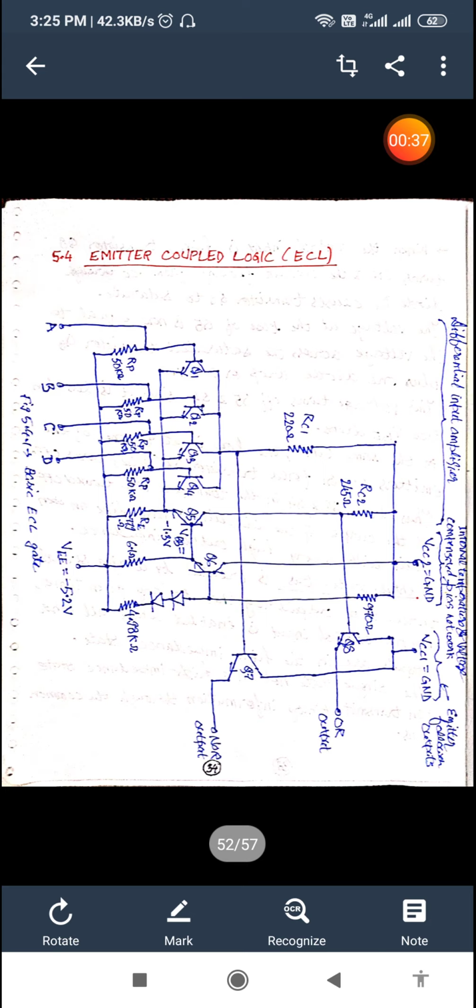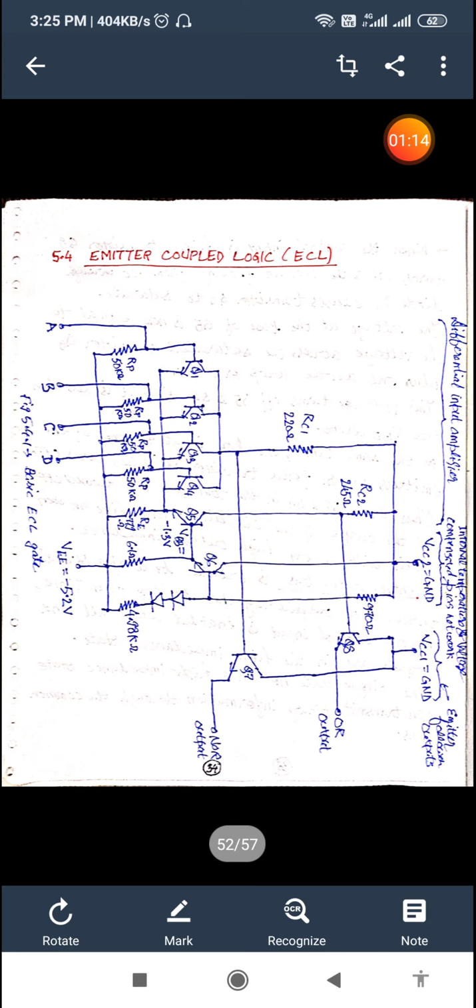Emitter coupled logic, ECL, is a non-saturated digital logic family. Since transistors do not saturate in this, it is possible to achieve propagation delays as low as 1 to 2 nanoseconds. This is a very low value of the propagation delay. So this logic family has the lowest propagation delay of any family and is used mostly in systems requiring very high speed operations.